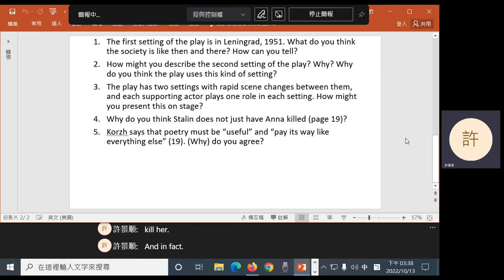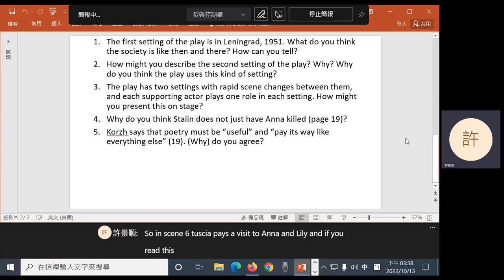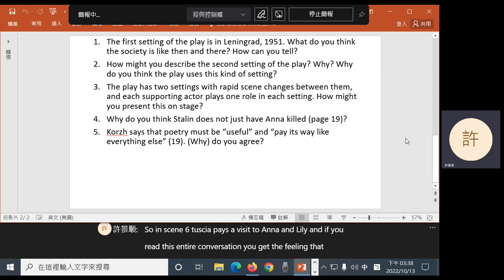And in fact, we can see how careful Anna is not to leave evidence if we look at scene 6 on page 6. We already know that Tosia is an informant. The secret police had gotten to her and they have asked her to pay attention to what Anna says. So in scene 6, Tosia pays a visit to Anna and Lily. And if you read this entire conversation, you get the feeling that Tosia is there to try to observe, to find information or evidence. But the way that Akhmatova and Lily talk, you can feel that they disagree with everything, but they don't say it. They're sarcastic, they're mocking, but they don't give an actual opinion.